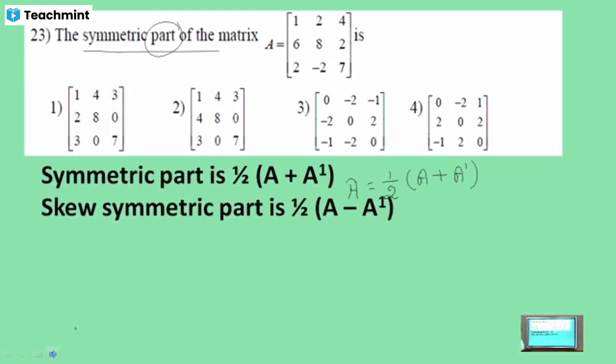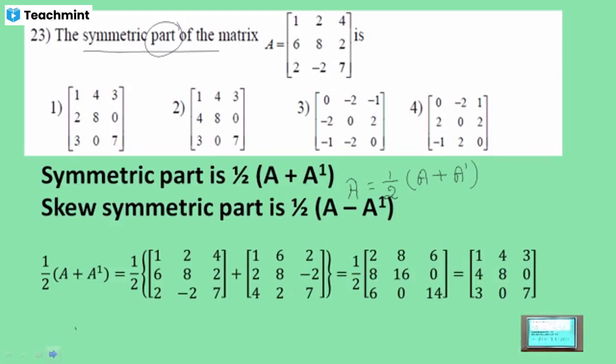If symmetric, then half into A plus A dash. If skew symmetric, then half into A minus A dash. When you substitute and simplify, you'll get the option as 1 4 3, 4 8 0, 3 0 7, which is the second option. Same as the previous, only the change in the wording.